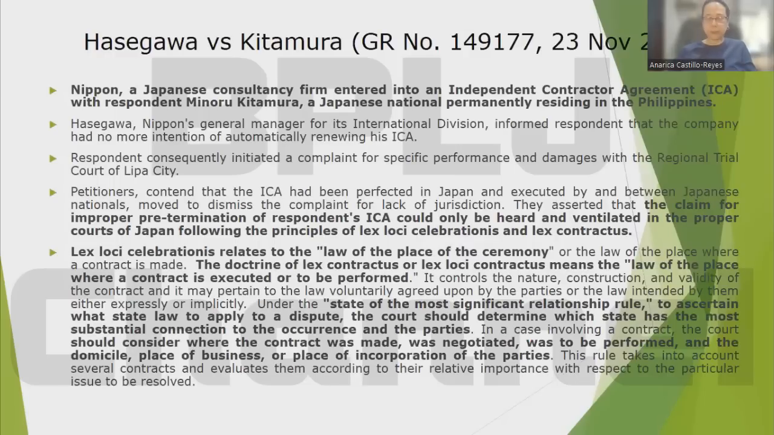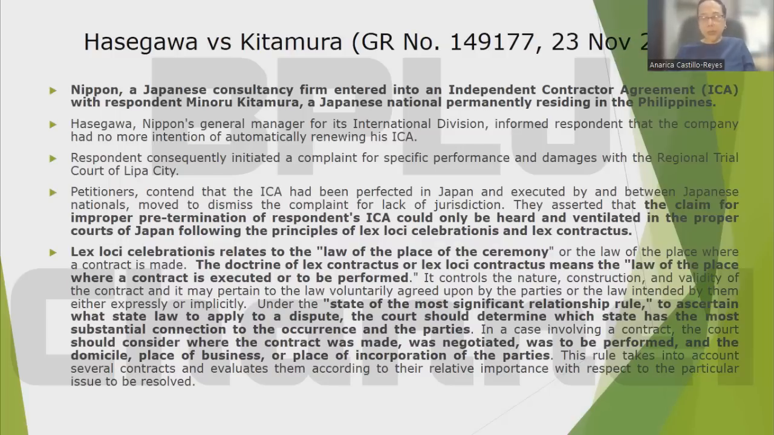We have here another case, Hasegawa versus Kitamura. So in this case, Nippon, a Japanese consultancy firm, entered into a contract, an independent contractor agreement with Kitamura, a Japanese national permanently residing in the Philippines. Now, Hasegawa did not automatically renew the said contract. So Kitamura filed a complaint for specific performance with the RTC.